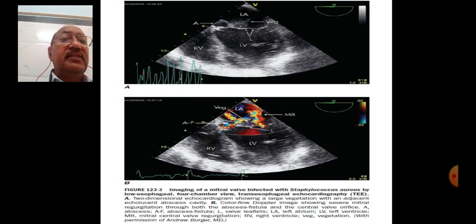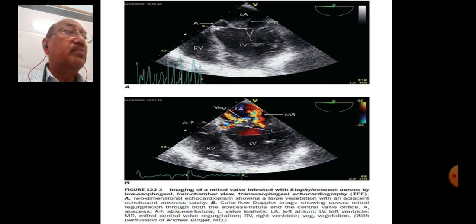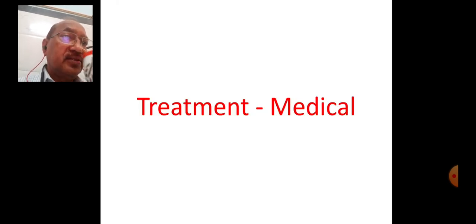And here is the echocardiographic picture, and you can see there is a vegetation as well as a regurgitation on the mitral valve. There is a vegetation leading to mitral regurgitation.